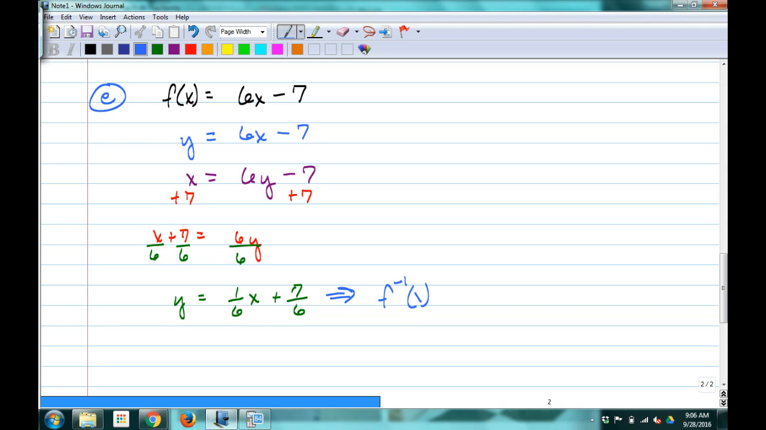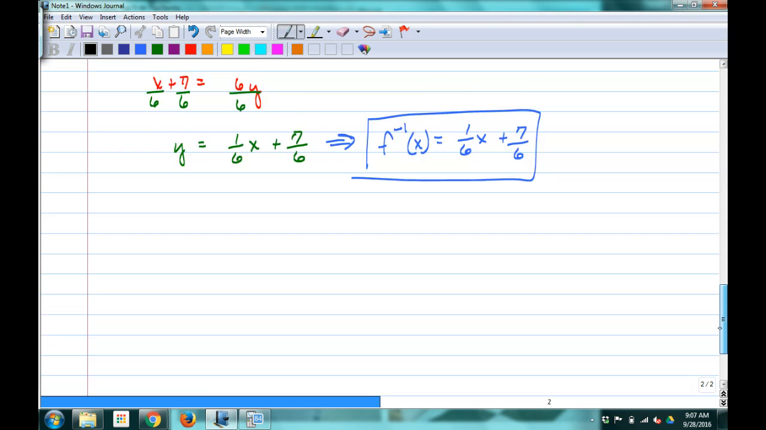F inverse of x, 1/6 x plus 7/6. And there's the inverse of that. Is that a function? Yeah, it's a line that goes up and to the right. Not nearly as steep as the 6x minus 7 does, but it's still a function. And that's the idea of one-to-one functions, is the original function is a function, and the inverse is also a function. That's what makes them one-to-one. All right. So swap x and y, solve for y again. That's going to get you your inverse function. That's really what you do.